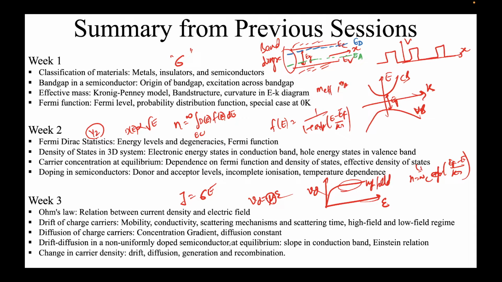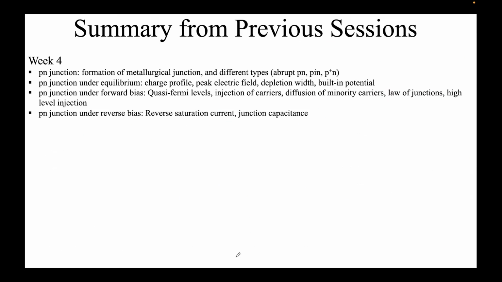And we saw that in a non-uniformly doped semiconductor there can be a slope in the conduction band, right? We did a small derivation to arrive at D by mu equal to kT by q. This was the Einstein relation. We also saw that carrier density does not only depend on, let's say, the doping, drift and diffusion. If you shine light, there can be generation, and there can be recombination also. So we'll see a slight hint of these two processes, generation and recombination, today.